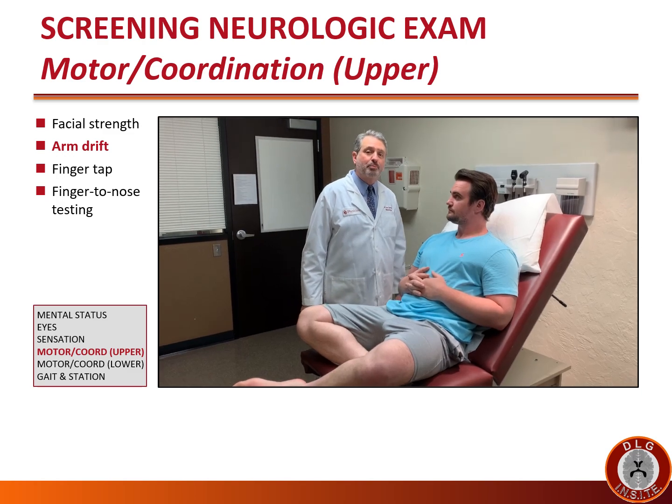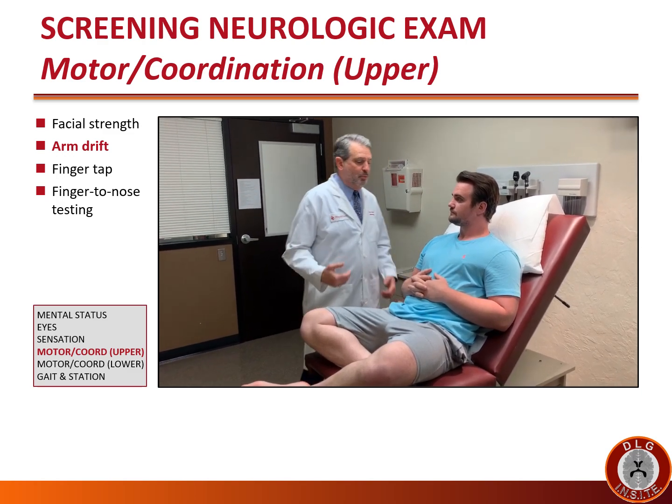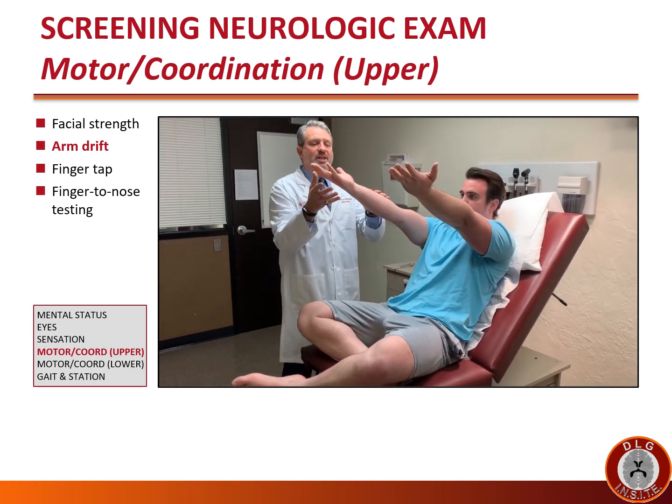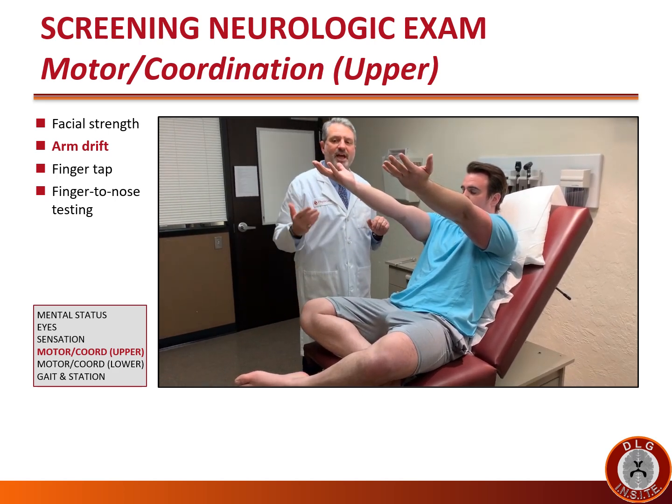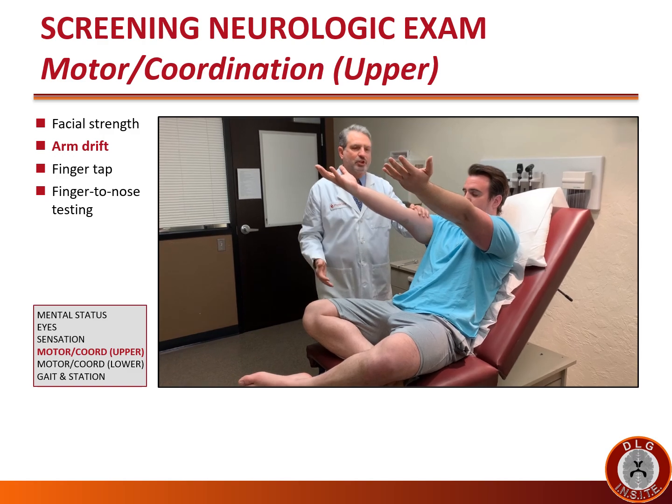Now let's assess pronator drift or arm drift. So put your arms in front of you, sir. You're going to have the arms like holding a big platter, palms up, and close your eyes, sir. And you want to watch for the hands. That's very good, sir. He's normal.